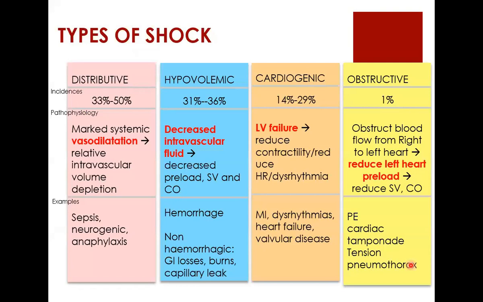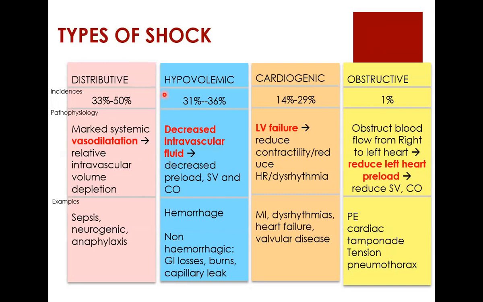So these are the types of shock. Basically, there are 4 types of shock. Commonly we'll see distributive shock, which constitutes about 33 to 50% of presentations. It's different from the 3 other types of shock because it's marked by vasodilatation, whereas the other three are vasoconstriction. This can be due to endotoxin release from sepsis, or neurogenic shock secondary to loss of sympathetic tone, or it can happen in anaphylaxis where there's a release of bradykinin.